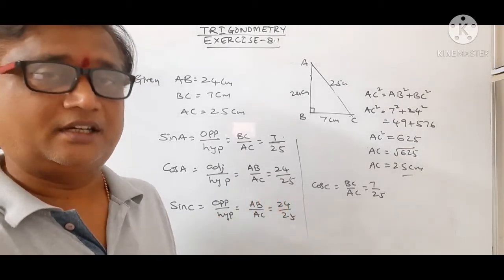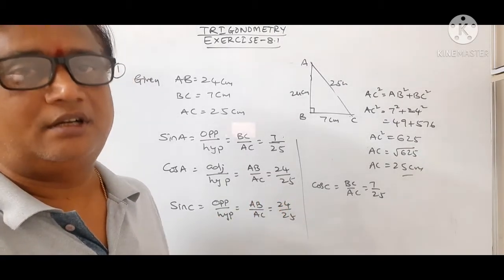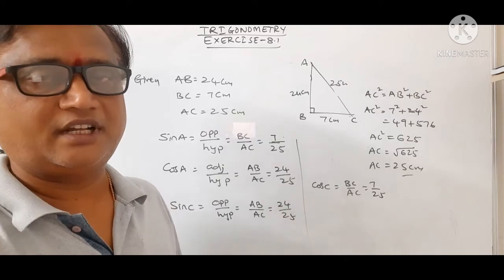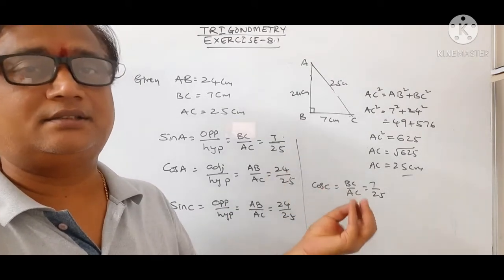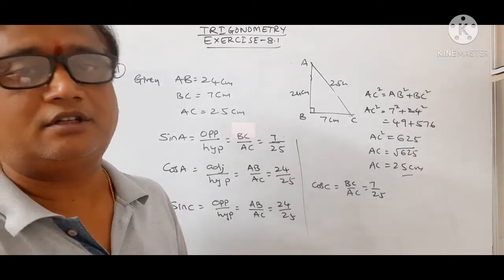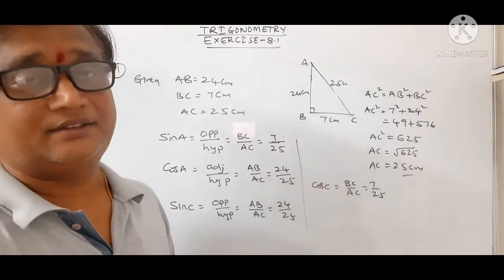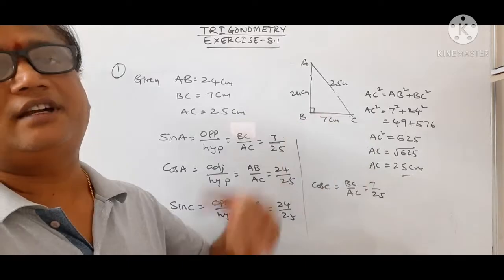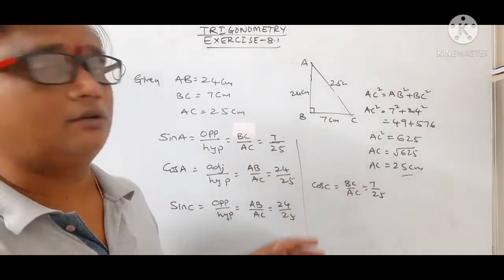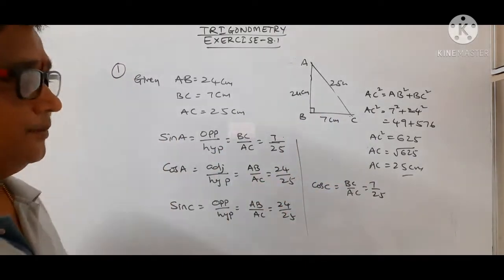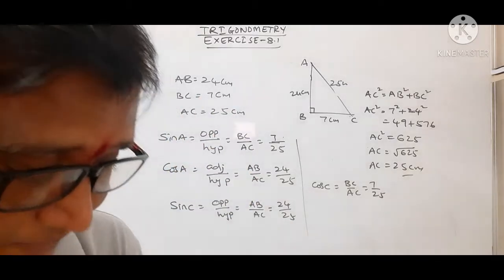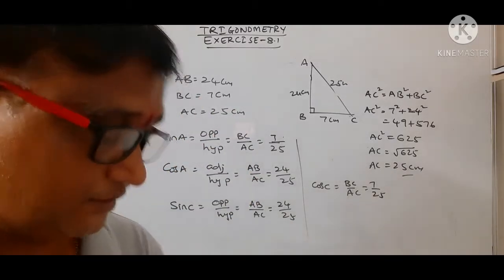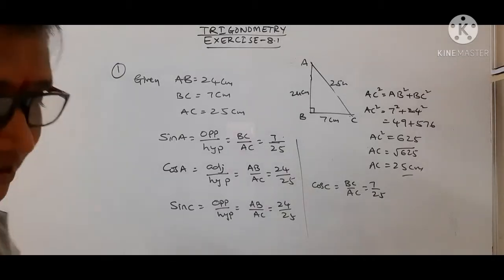So that is the relation between the angles and sides. That's called trigonometry: trigono means angles, the relation between the angles and the corresponding sides. With the help of angles, we find the ratios of the sides of the triangle. Otherwise, take the sides and find the angles. Like this, we are going to find out. This is the first question of exercise 8.1.